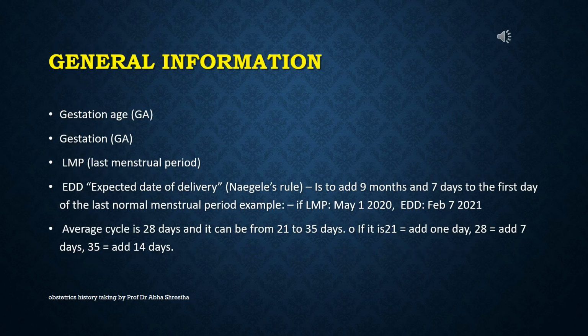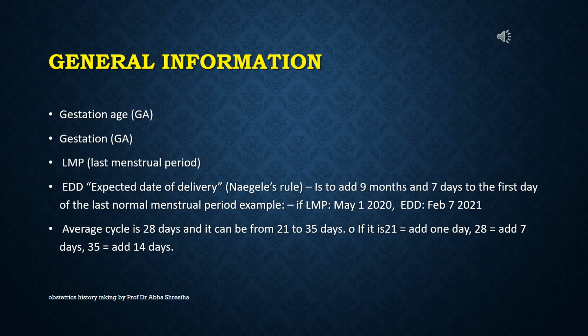Moving on with the general information, we have to know the gestational age, then we need to know the last menstrual period, then we have to calculate the expected date of delivery and we apply Naegele's rule to that. In short, expected date of delivery is also known as EDD.